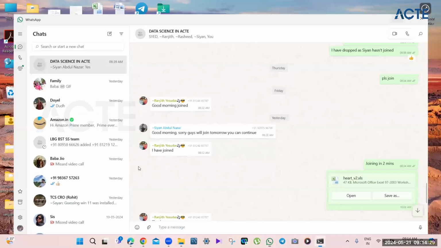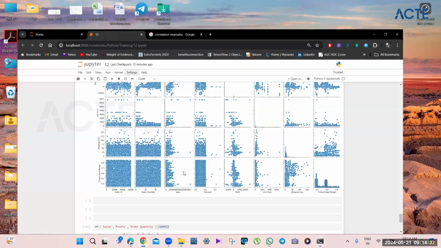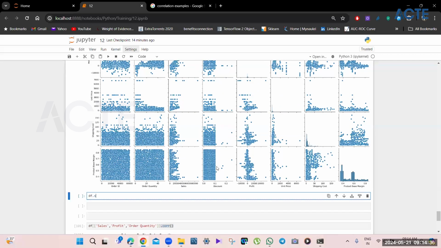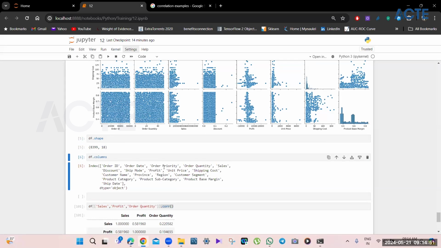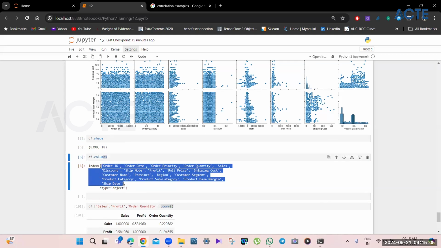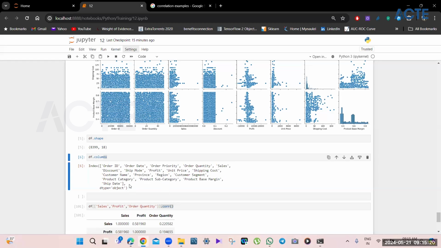What is that? So train test split is something like, df.shape. My data frame has 8399 rows and 18 columns. Now, df.columns. Let's say I have been asked to predict the profit. So the rest of all the variables will act as my independent variables. And as I'm trying to predict profit, profit will be my dependent variable, or the predicted variable, and the rest will all be independent.